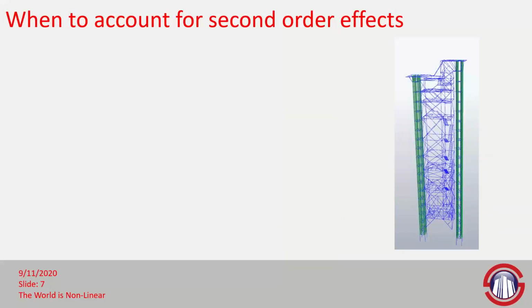So when would you want to account for second order effects? Well, one of the examples would be if your structure isn't very stiff and might be subject to sway. So we get a lot of lateral deformation that could certainly influence the decision to use second order analysis.